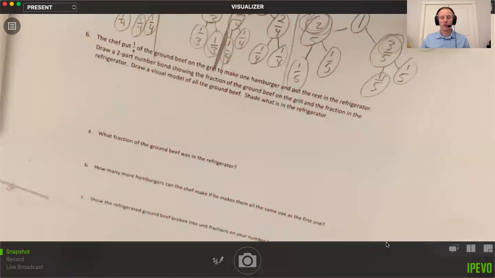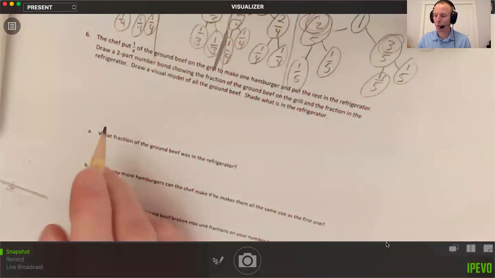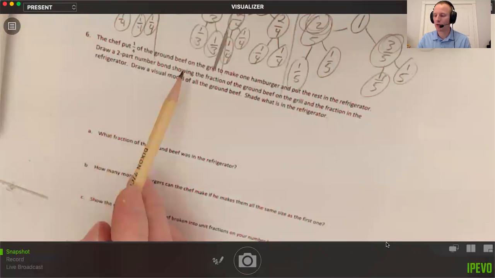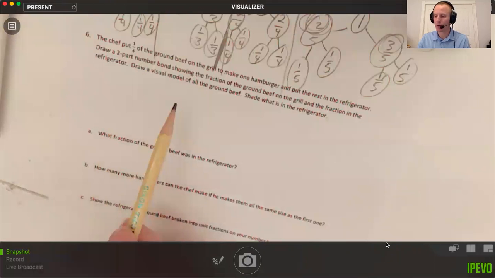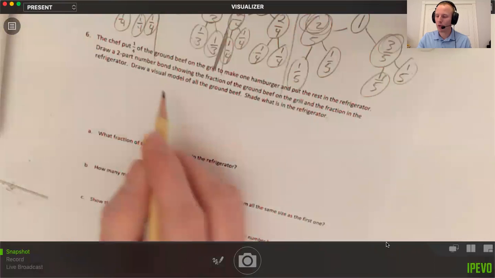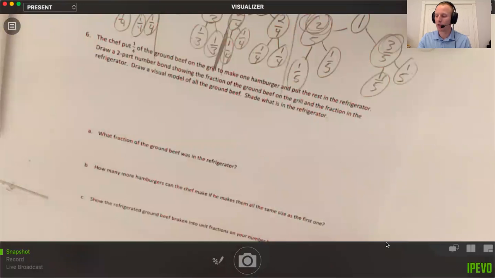I will do one word problem. There is only one more word problem, but we'll do that together here. The chef put 1/4 of the ground beef on the grill to make 1 hamburger and put the rest in the refrigerator. So I'm going to draw a 2-part number bond showing the fraction of ground beef on the grill and the fraction in the refrigerator. Draw a visual model of all the ground beef. Shade what's in the refrigerator.